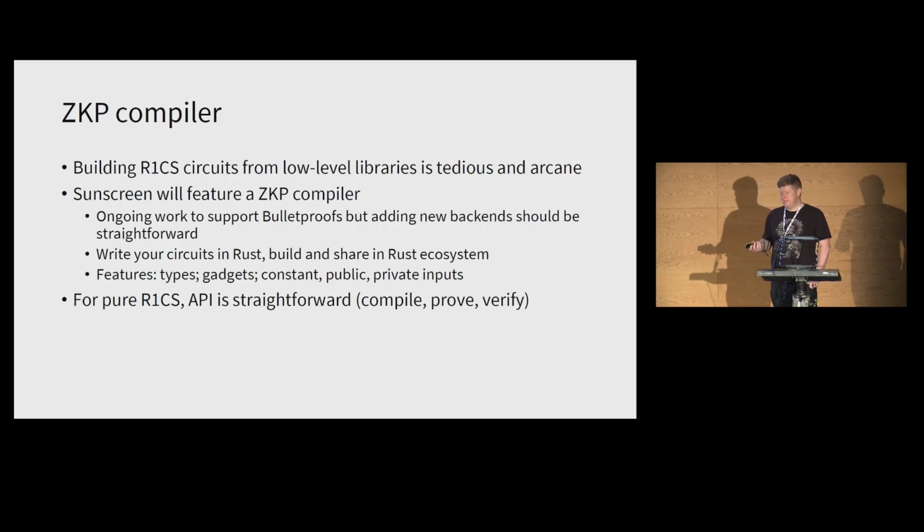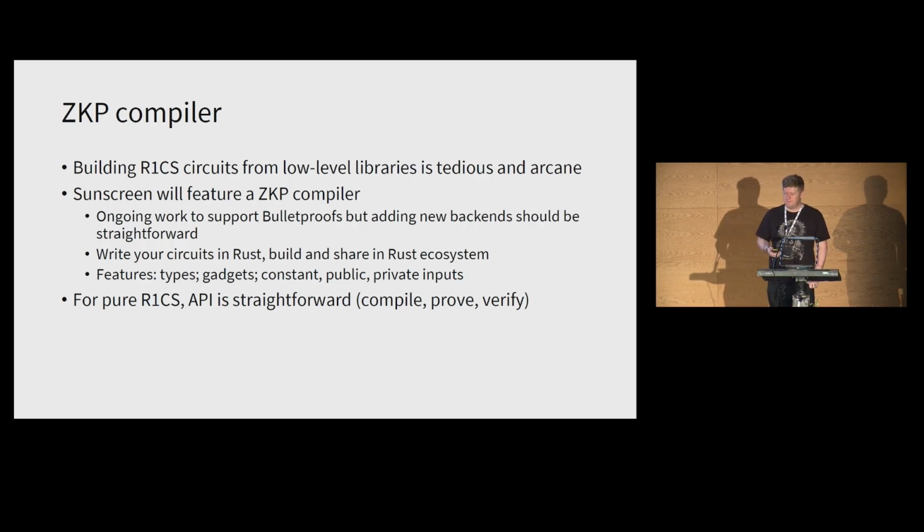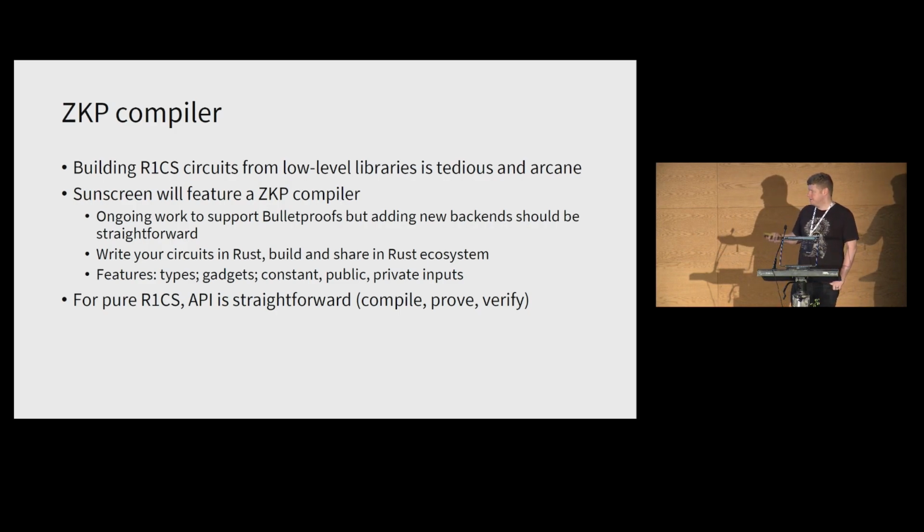And the nice thing about this is in Visual Studio Code, you get little red squiggles when you make mistakes, you get syntax highlighting, and you can publish these things on crates.io. You get all of this for free. We didn't have to build any of this infrastructure. And the API for using R1CS circuits in Sunscreen is very similar, simple, and exactly what you'd expect. You compile an R1CS circuit, you can then prove that you know a witness that satisfies it, and the verifier can then just verify that proof.